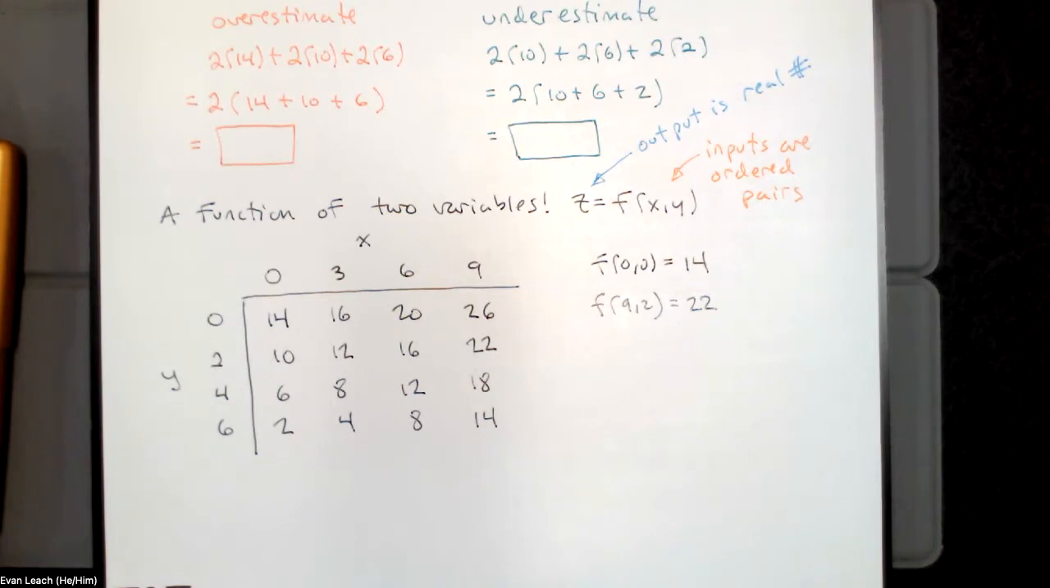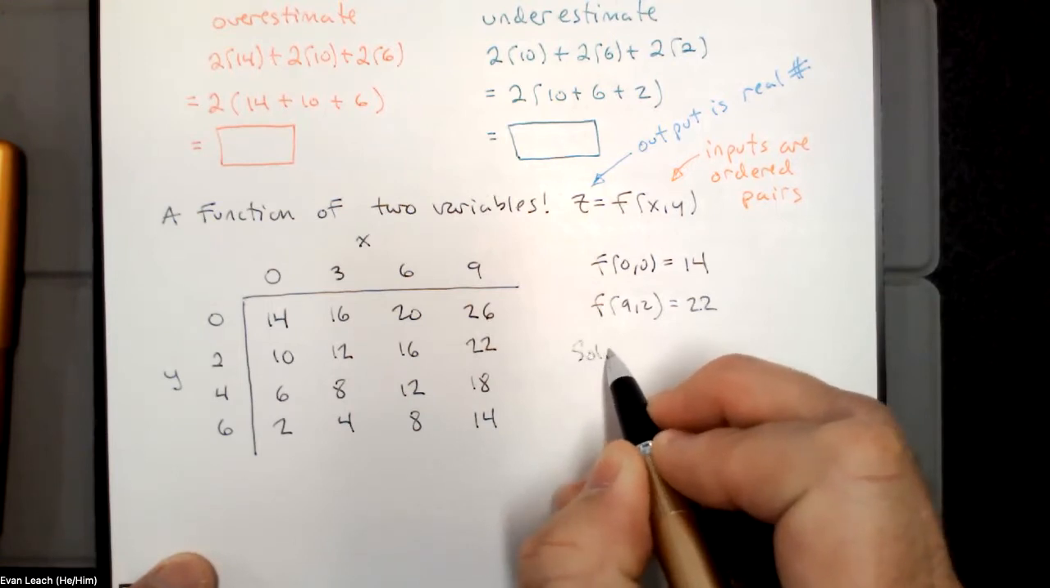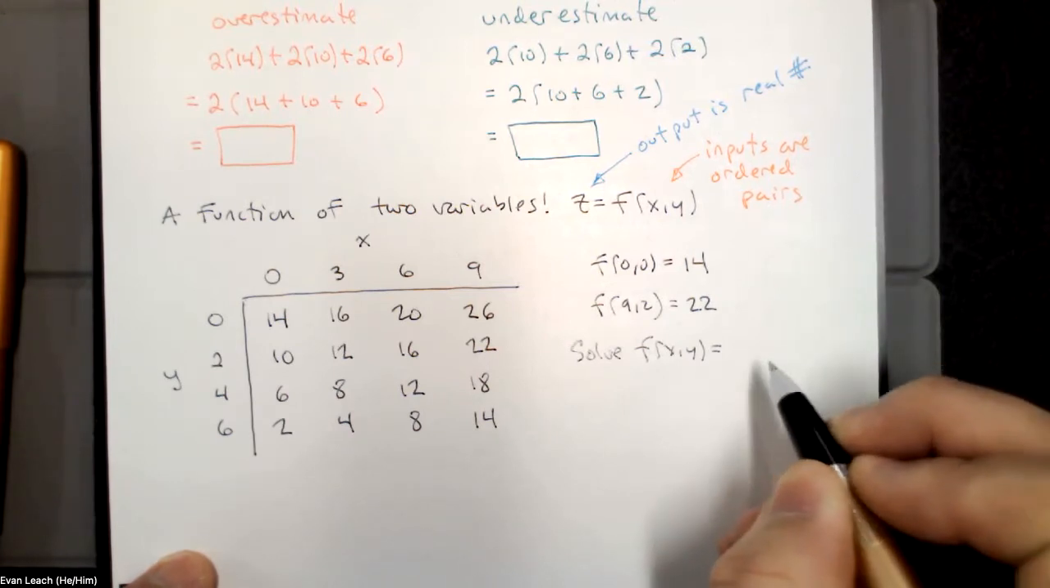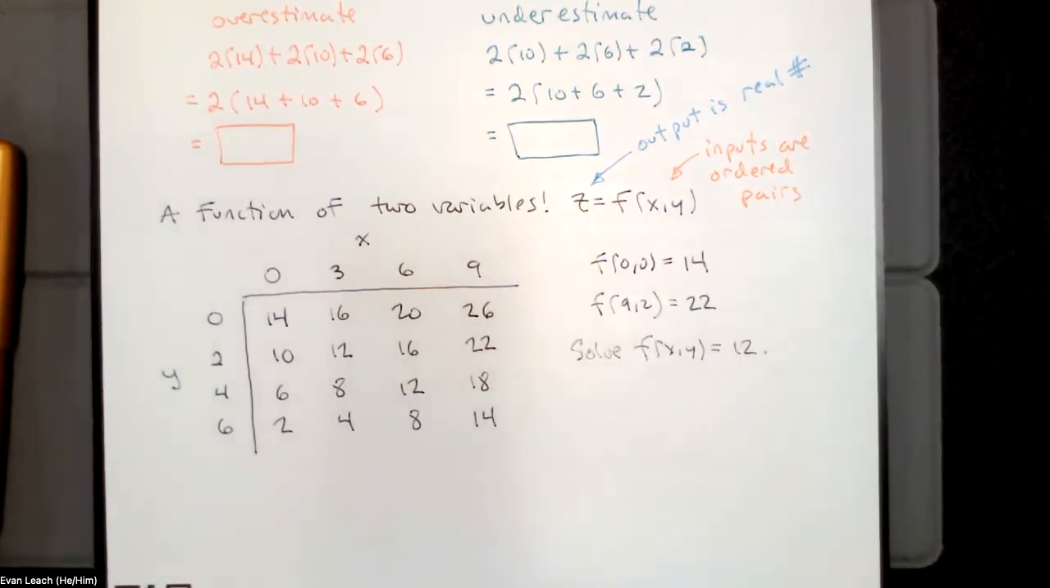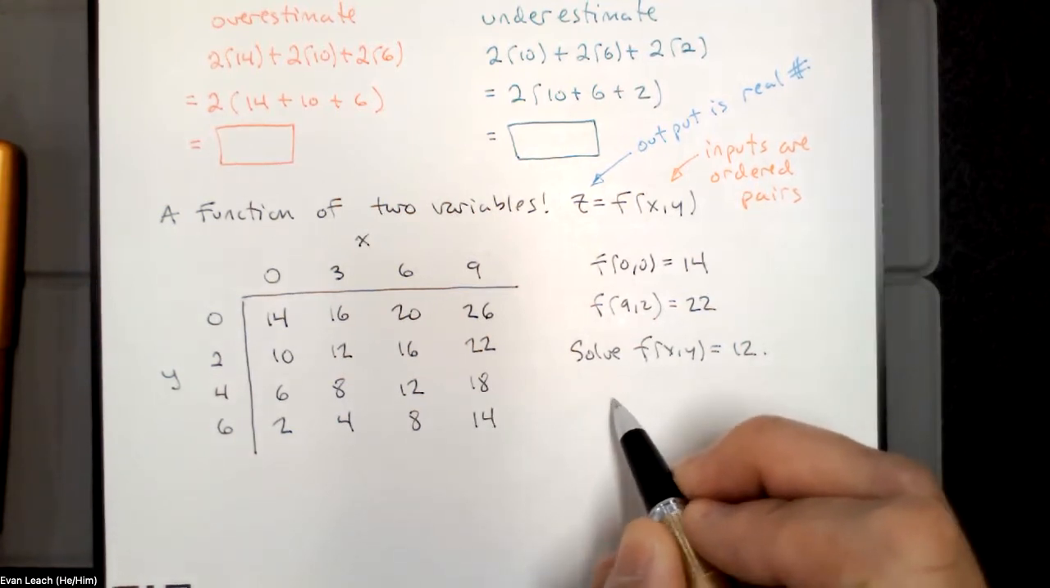So to evaluate these functions, we need an ordered pair for an input. What if I asked you to solve the equation? What if I said solve f of x, y is equal to 12? What are the solutions? They're going to have to be an ordered pair because the output is a 12. The inputs for this function are ordered pairs. So if the output is a 12, what inputs do we have? What are our solutions?